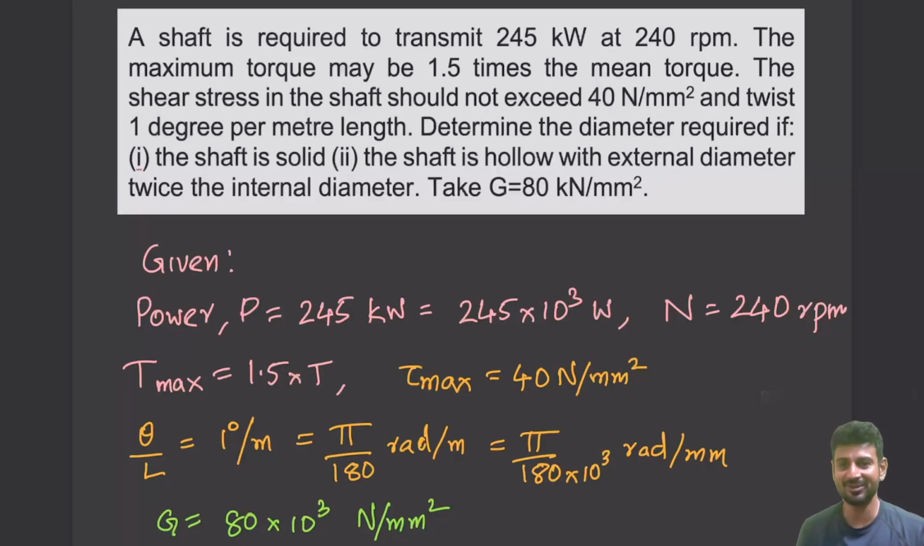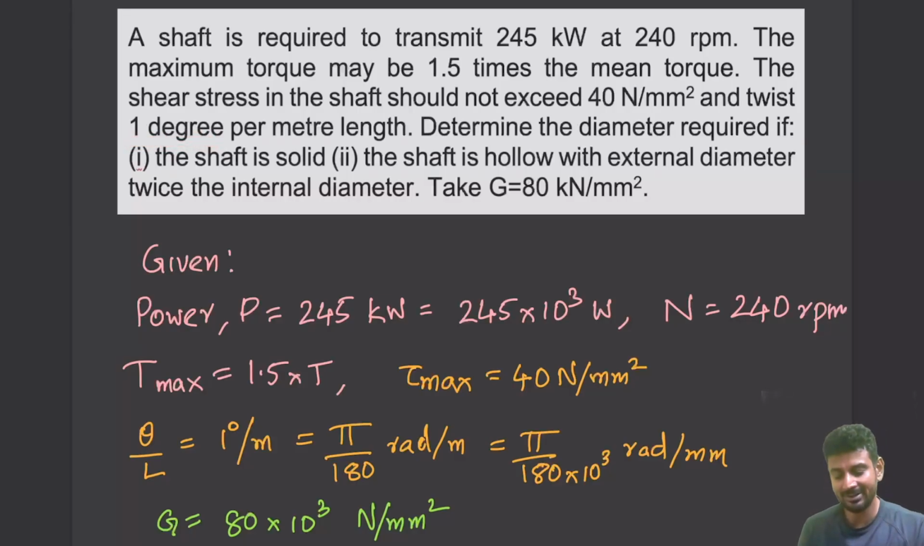Hi, in this video we will solve a problem to find the diameter of a shaft which is supposed to transmit a power of 245 kilowatt at 240 RPM. The diameter should be such that the shear stress in the shaft does not exceed a value of 40 Newton per millimeter square. Also, the angle of twist per meter length should not exceed 1 degree.